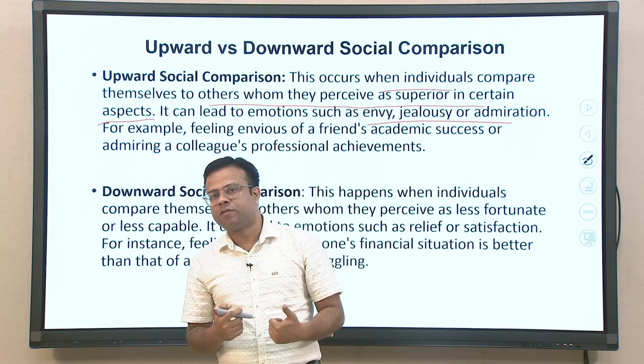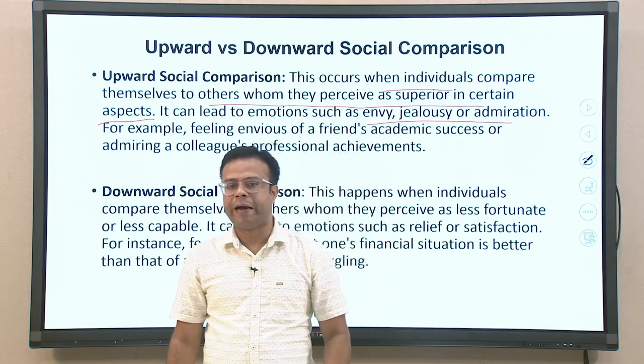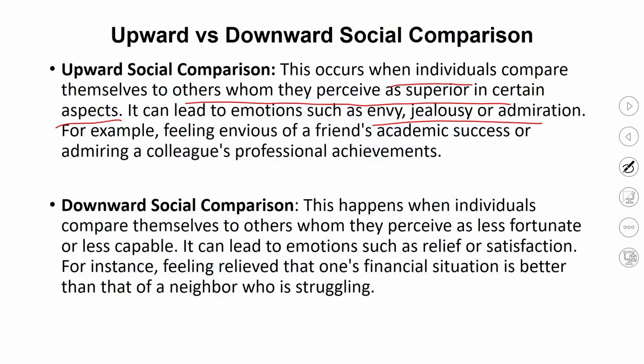The downward social comparison is just the opposite of the upward social comparison. Here, individuals compare themselves to others whom they perceive as less fortunate or less capable. So, you perceive that the other person is inferior to you. Again, here it is the perception that is important. You perceive that person as inferior. Actuality may be something else, you know. That is not important; it is how you perceive. So, if you perceive the other person as inferior, it is downward social comparison.